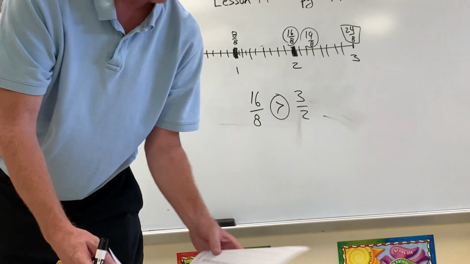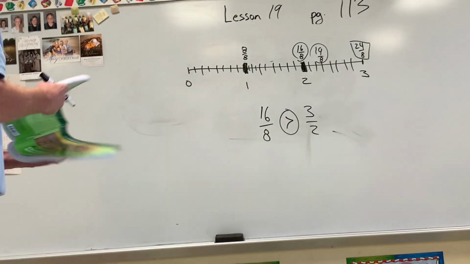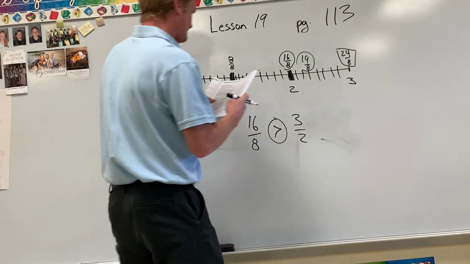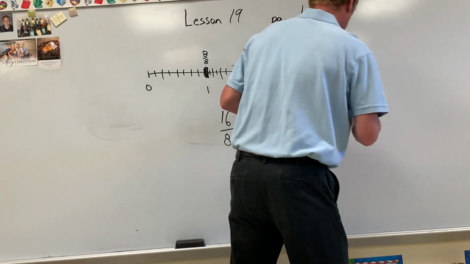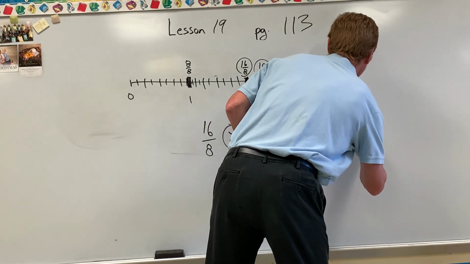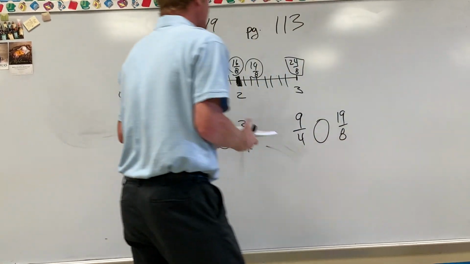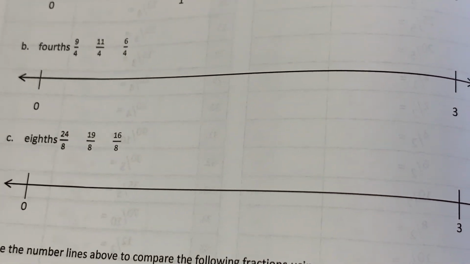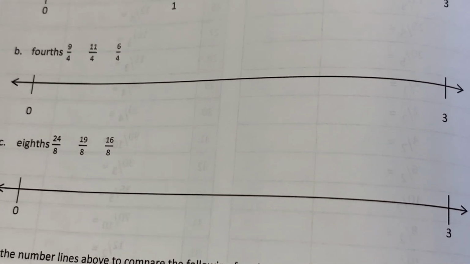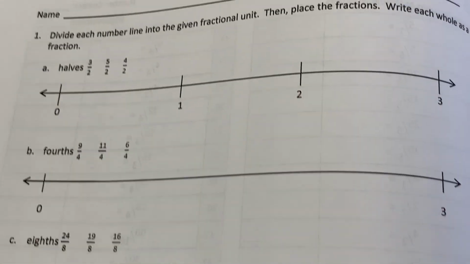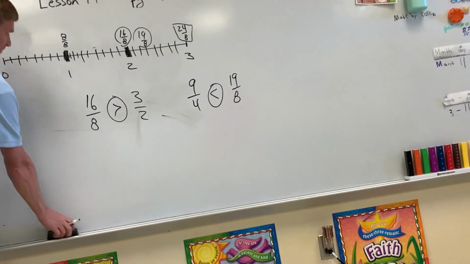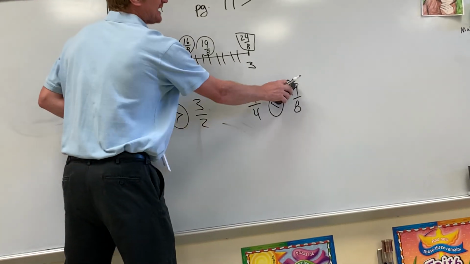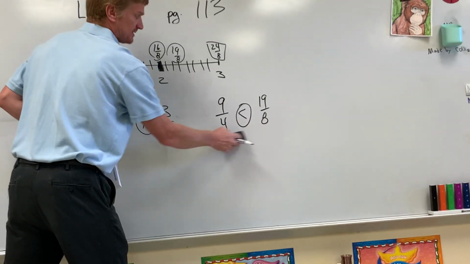I'm gonna hold my book, that way I can do a better job of seeing the 9/4 and 19/8. Okay, so 9/4, 19/8. So use your 4ths number line and your 8ths number line. And 19/8 would be larger. Can't just look at the top numbers though on this because our bottom numbers, our denominators, are different.